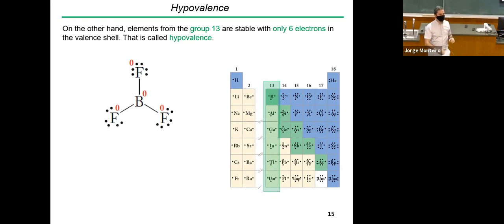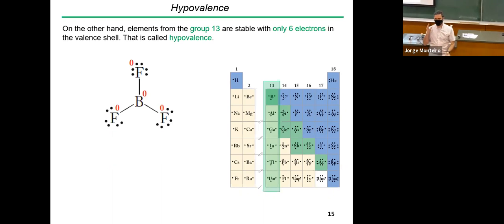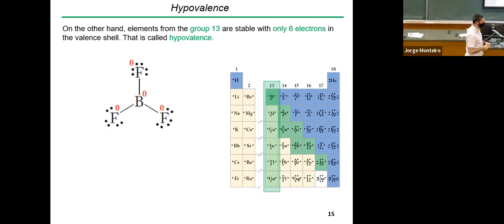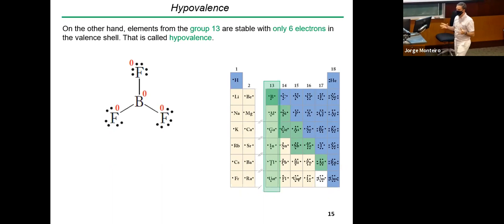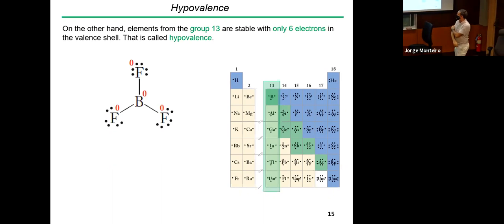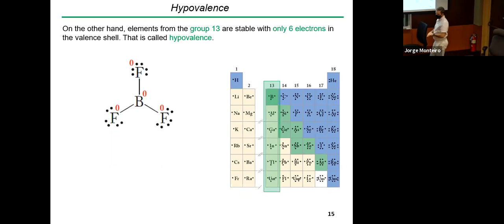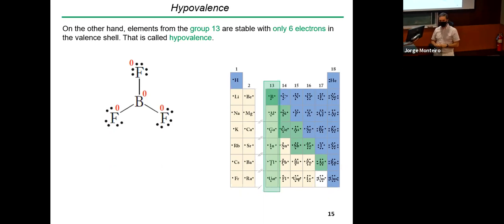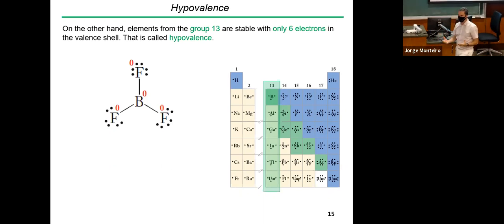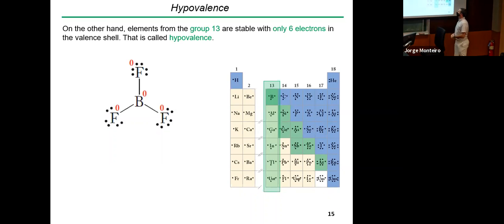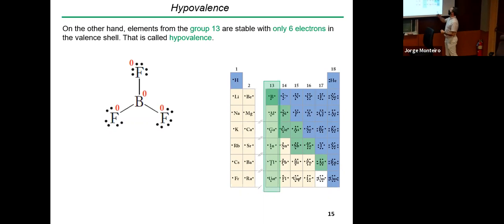Okay, so let's continue what we started last week, talking about Lewis structures. So I showed you how to count electrons and draw the Lewis structure. Some elements can expand the octet by using d orbitals, that's called hypervalence. And on the other hand, some other elements don't need to fill up the octet, and that's called hypovalence. And those are elements from group 13.